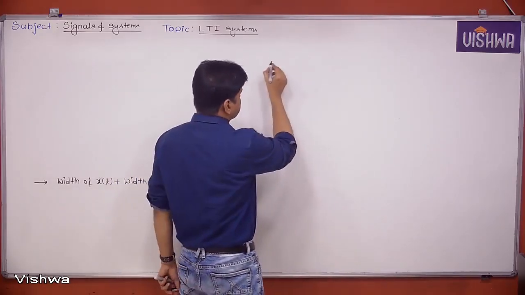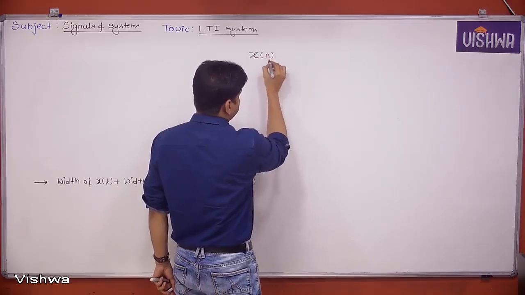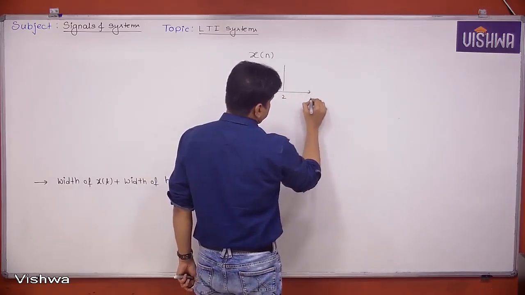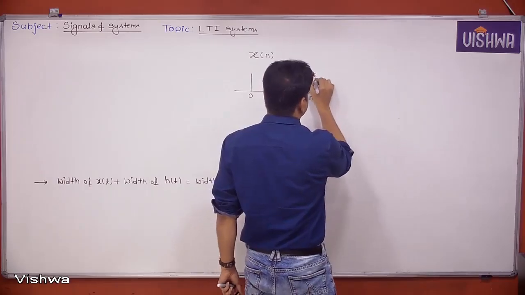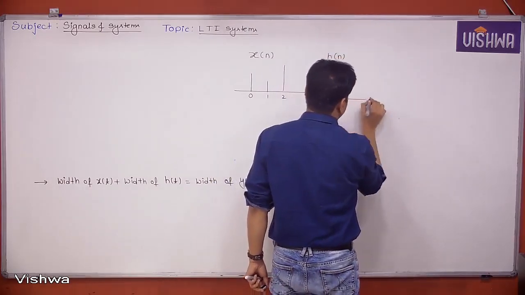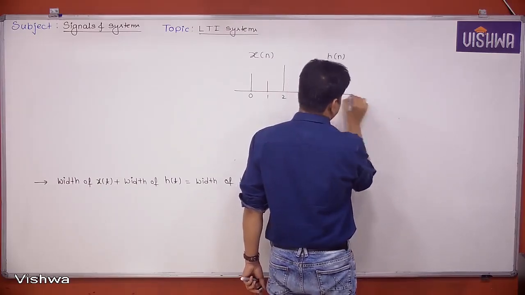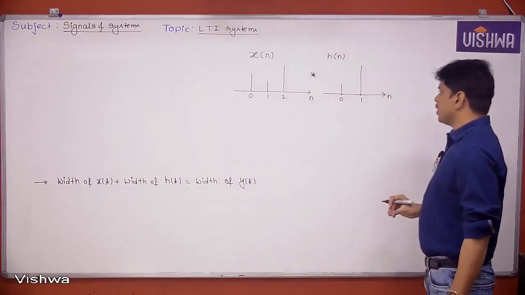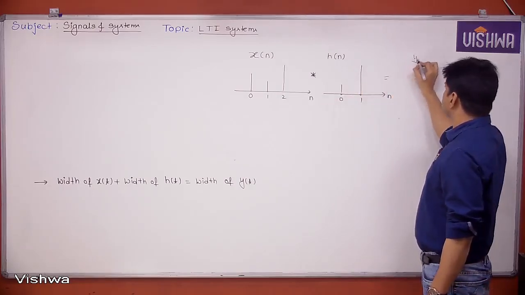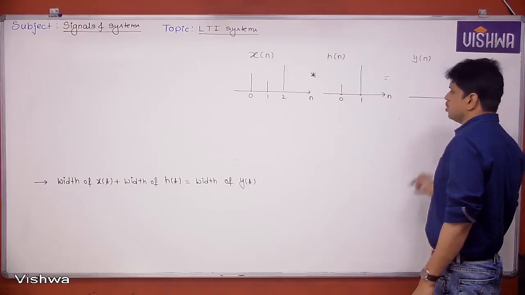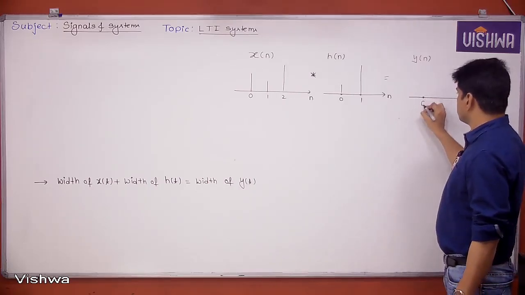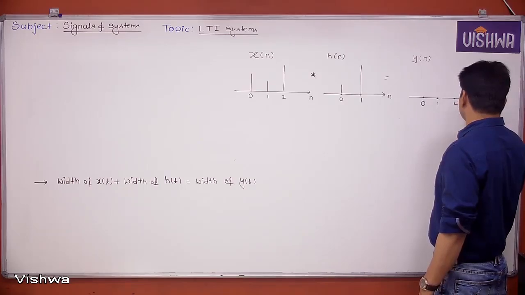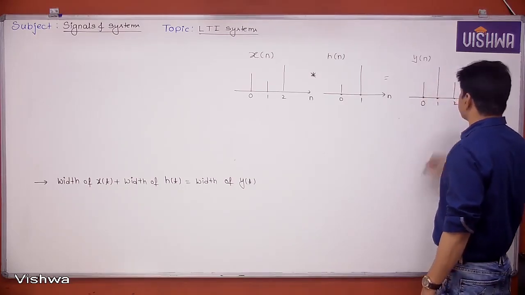Suppose we take an x of n signal which is like this, with samples at 0, 1, 2. This is n. Let's say it is convolved with an h of n with samples at 0 and 1. Now try to understand what y of n is. I am not asking what the samples are, but what the lower limit of y of n is, which is 0. What is the upper limit of y of n? 2 plus 1, which is 3. So 0, 1, 2, 3. Now listen carefully.